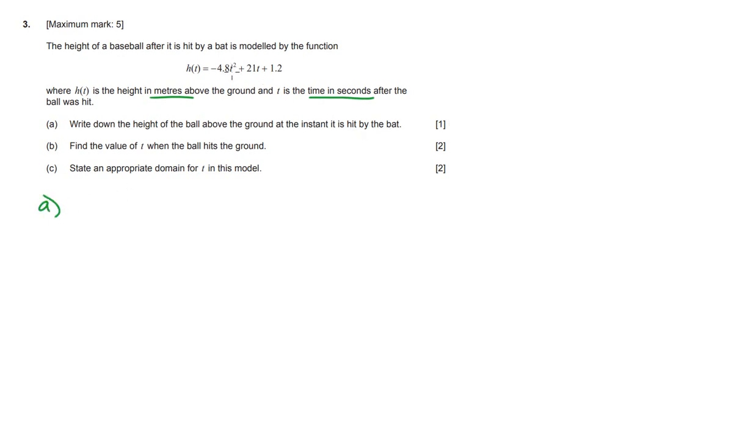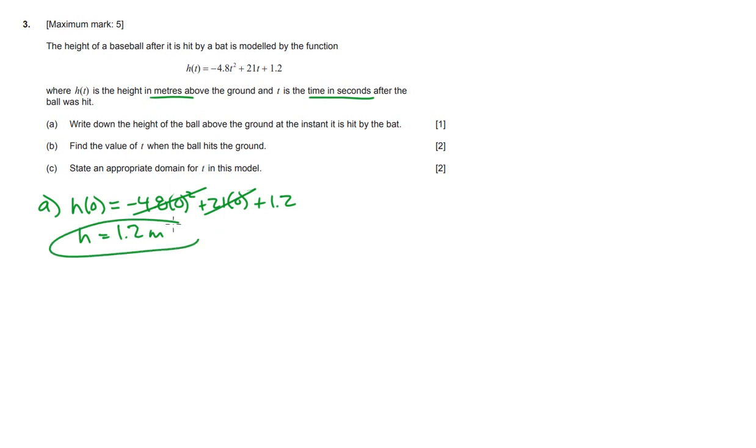the instant that it's hit by the bat, time is 0, right? So h at 0. You don't have to put the 0 in there. That's just saying the height at 0 is going to be negative 4.8 times 0 squared plus 21 times 0 plus 1.2. Those first two terms are going to turn into 0. So that means the height at 0 is going to be 1.2 meters. So height is going to equal 1.2 meters. Okay? That's part A.